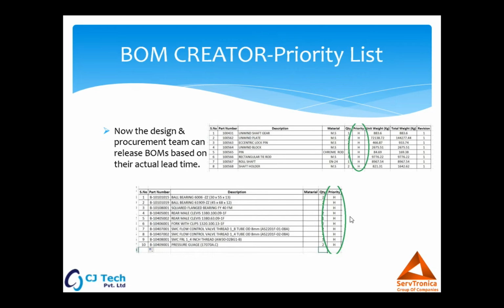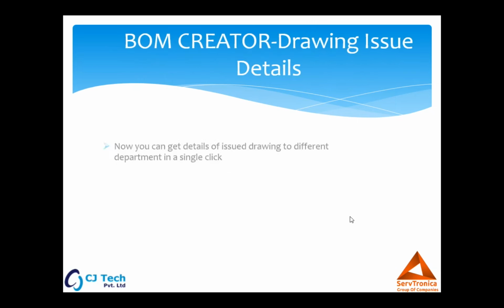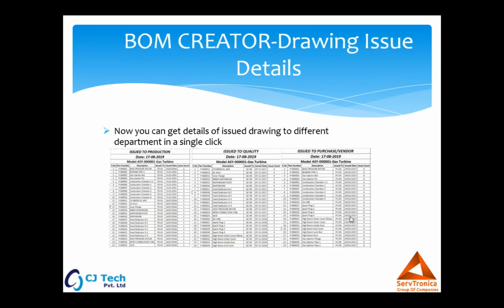So the production and the purchase team are happy because they get the information, they get to do the complete planning activity, right? Based on the priority list. Now you can keep track of different releases of drawings to the different departments.